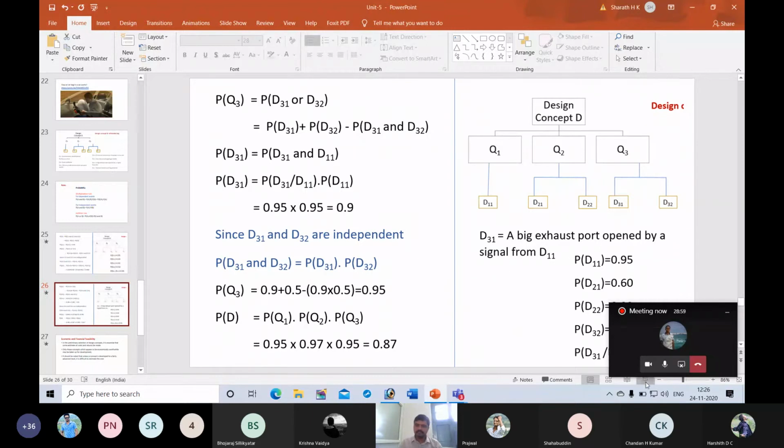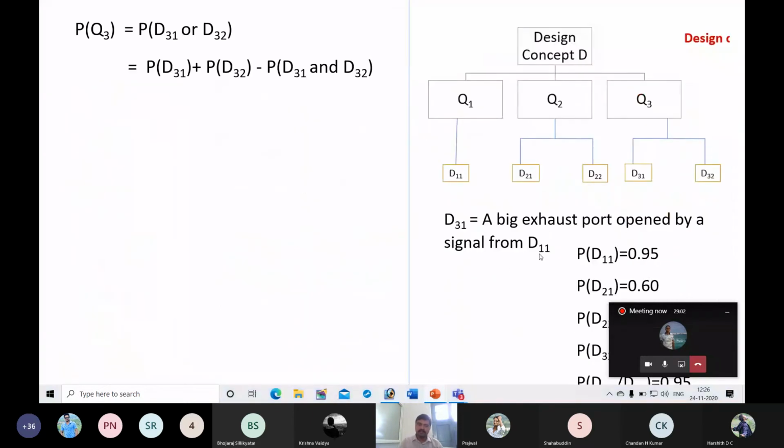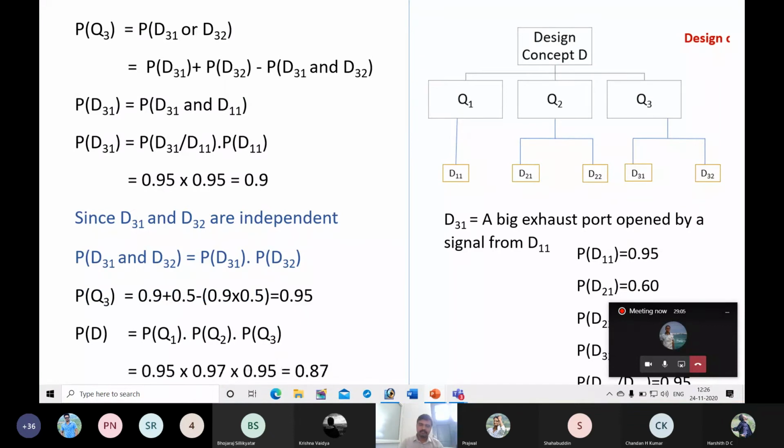What you should remember is, in order to get the physical realizability of the overall design concept, you have to get the physical realizability of these three sub-problems. If you get the values of P of Q1, P of Q2, P of Q3, then you can find out the value of P of D. P of Q1 depends on the value of P of D1, Q2 depends on these two values, Q3 depends on these two values, and some solutions may be interdependent. If they are interdependent, you have to use the condition of interdependency.